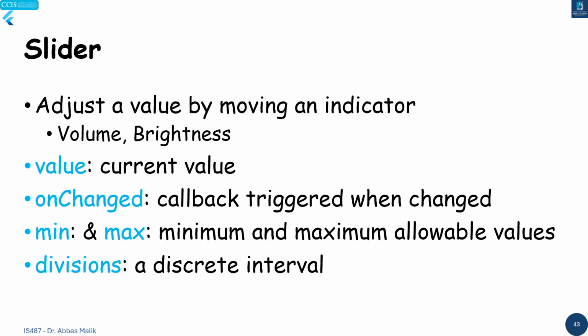We also have slider, to adjust the value by moving an indicator. We can specify the current value. We can execute a method when values are being changed. We can also specify the minimum and the maximum value between which the slider is moving. We also have divisions between the min and max, how many intervals we have.